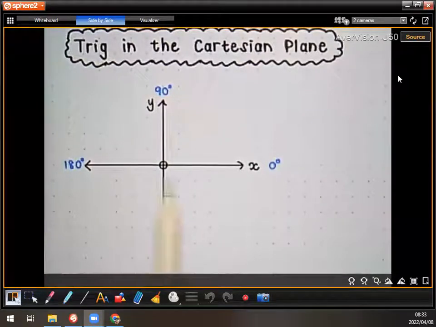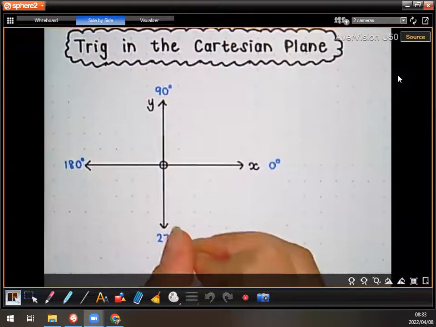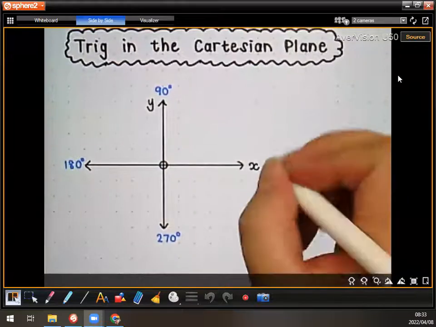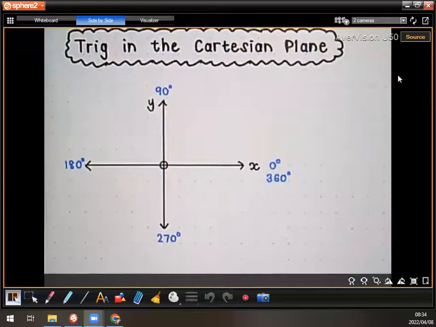Then if we go from 180 and we add another 90-degree angle, do you guys agree that we'll get to 270? And then if we go all the way back to the starting point, we actually also have 360 degrees. Right, so 0 and 360 actually represent the same thing. We'll see that as we go on.